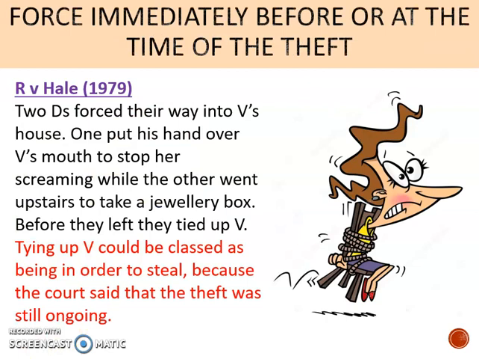The next issue with the actus reus of robbery is that the force or threat of force must be immediately before or at the time of the theft. And this has posed some problems for the courts, which they've had to deal with in a couple of cases which we're going to look at now. The problem is that the offence of theft is complete as soon as the appropriation has taken place.